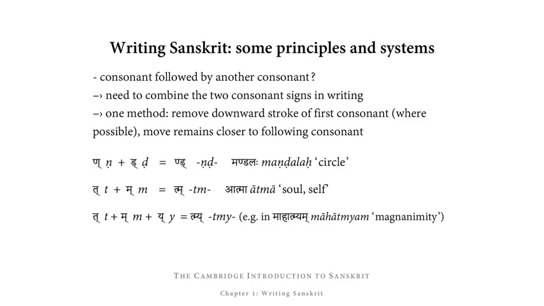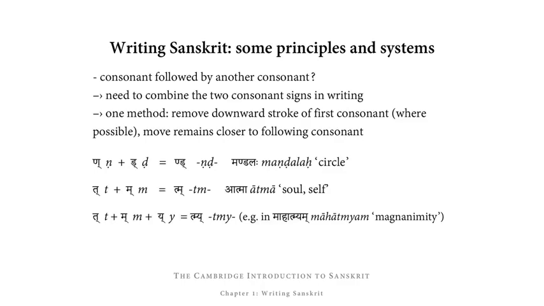So instead, you remove the downward stroke and you move what's left of the t right next to the letter or to the character for m. So there you get the combination of tm that you get, for example, in words such as atma, meaning the soul or the self. You can do this also with more than two consonants.